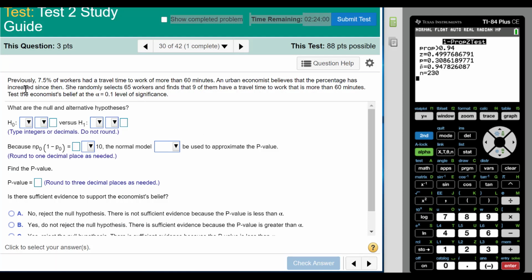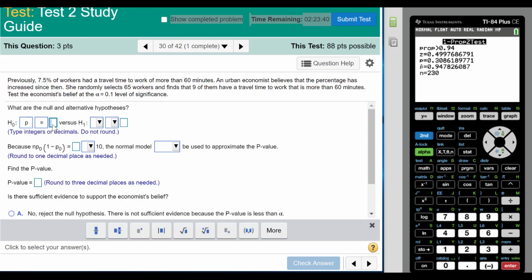Here is another question again for the proportion. Previously, 7.5% of workers had travel time to work for more than 60 minutes. And urban economists believe that the percentage has increased since then. So the null is P equal to 0.075 if you want to change it to a decimal. And the alternative is P greater than 0.075, because that's the claim. And again, to verify the requirements, you take the 0.075 multiplied by N.